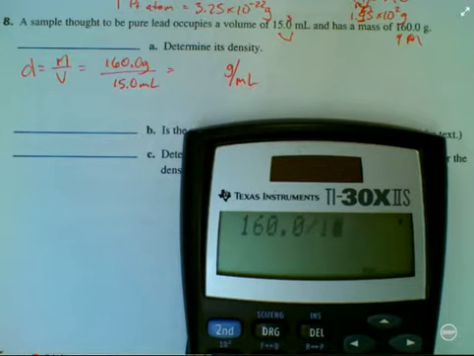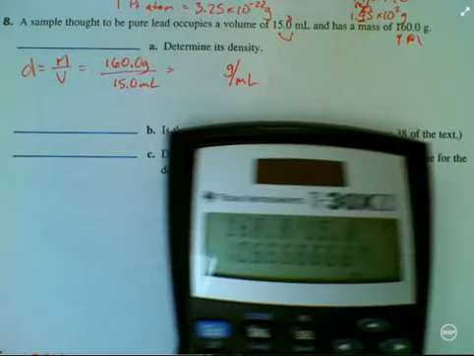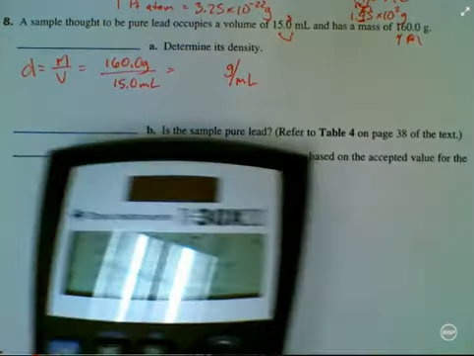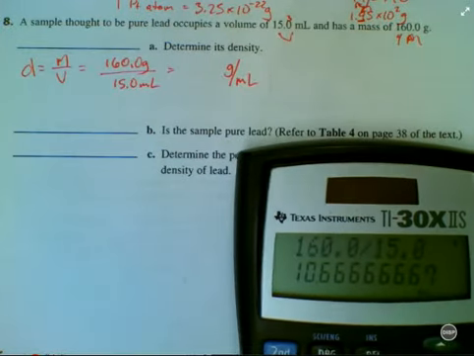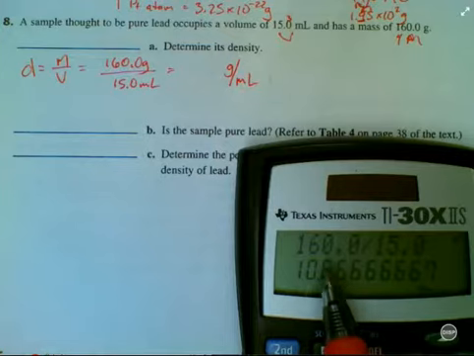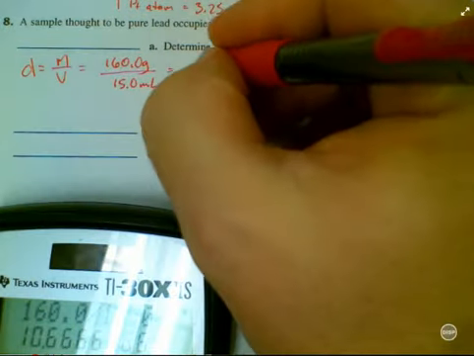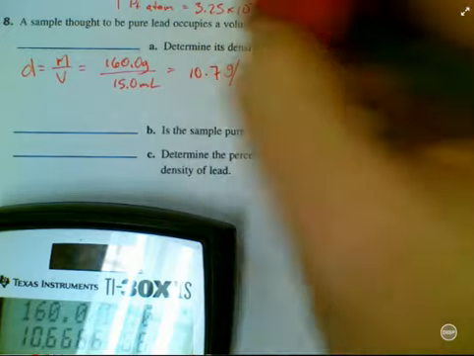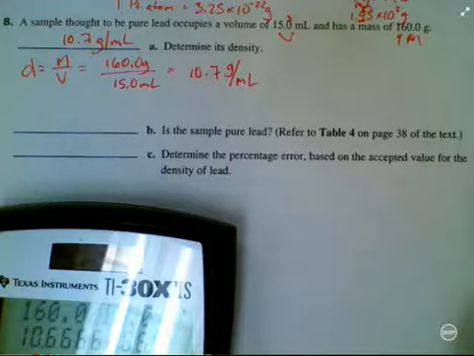160.0 divided by 15.0. Now I've got to put this to 3 significant figures. So that'd be right here. That means that this 6 is telling me to round this up to 10.7 grams per milliliter.